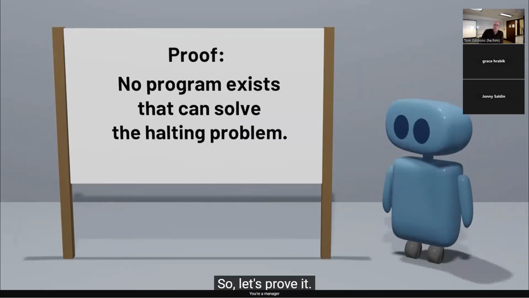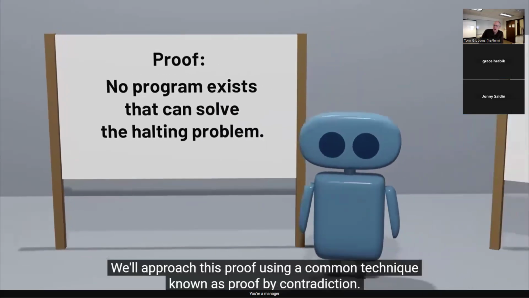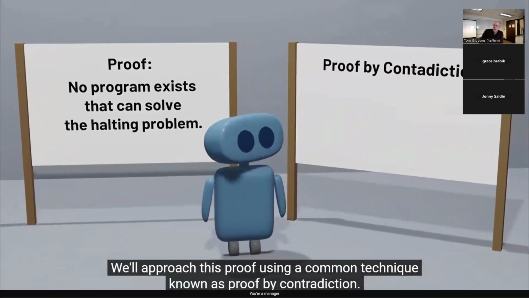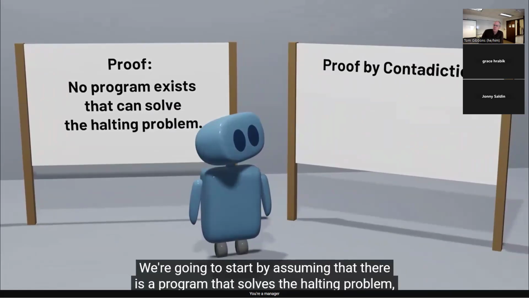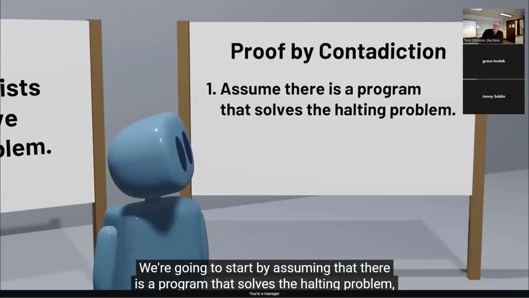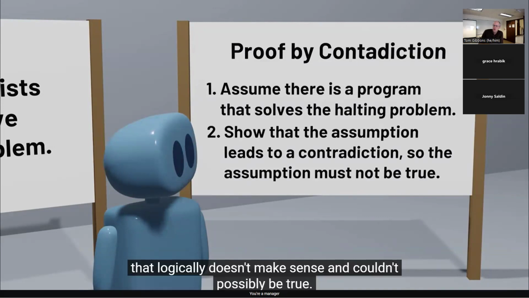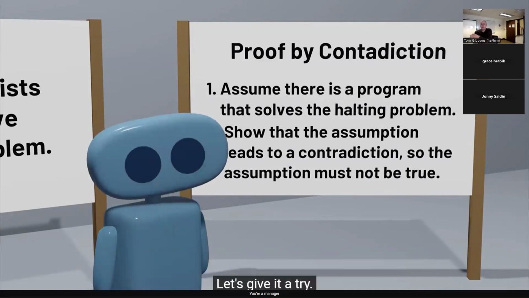So let's prove it. Let's prove that the halting problem can't be solved. We'll approach this proof using a common technique known as proof by contradiction. We're going to start by assuming that there is a program to solve the halting problem, and show that if such a program were to exist, it would lead to a contradiction, some situation that logically doesn't make sense and couldn't possibly be true. Let's give it a try.